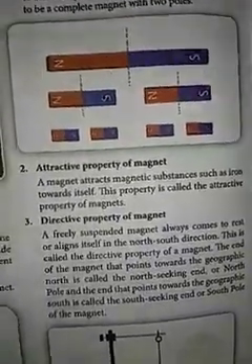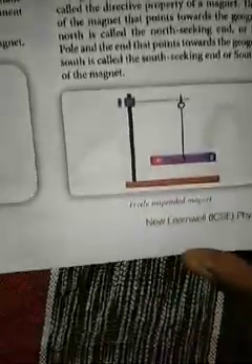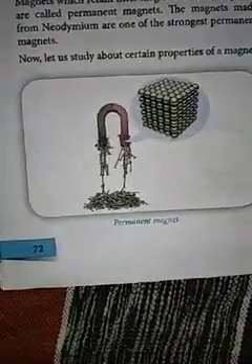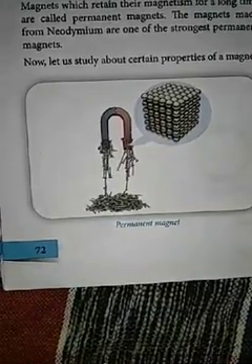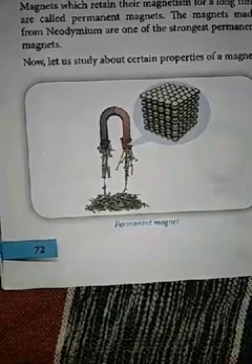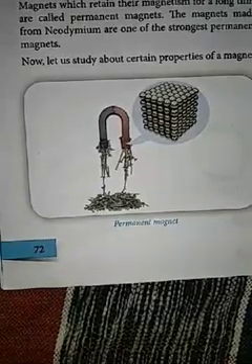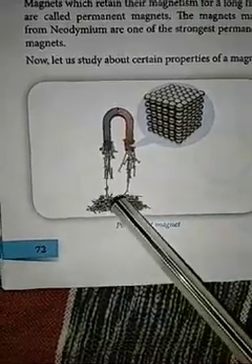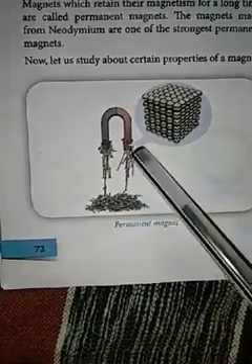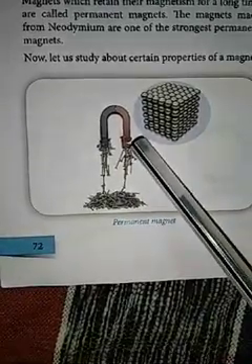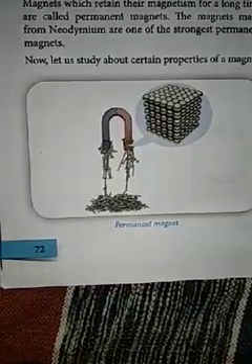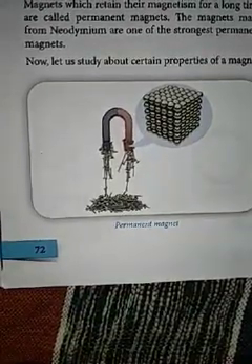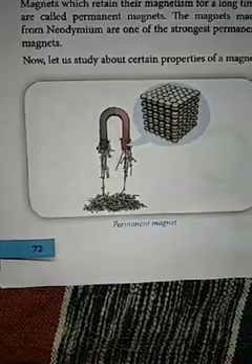The second property is the attractive property. A magnet attracts magnetic substances such as iron, nickel and cobalt towards itself. This property is called the attractive property of a magnet. The iron nails are getting attracted towards the magnet. This property of a magnet is called the attractive property. The third one is the directive property.